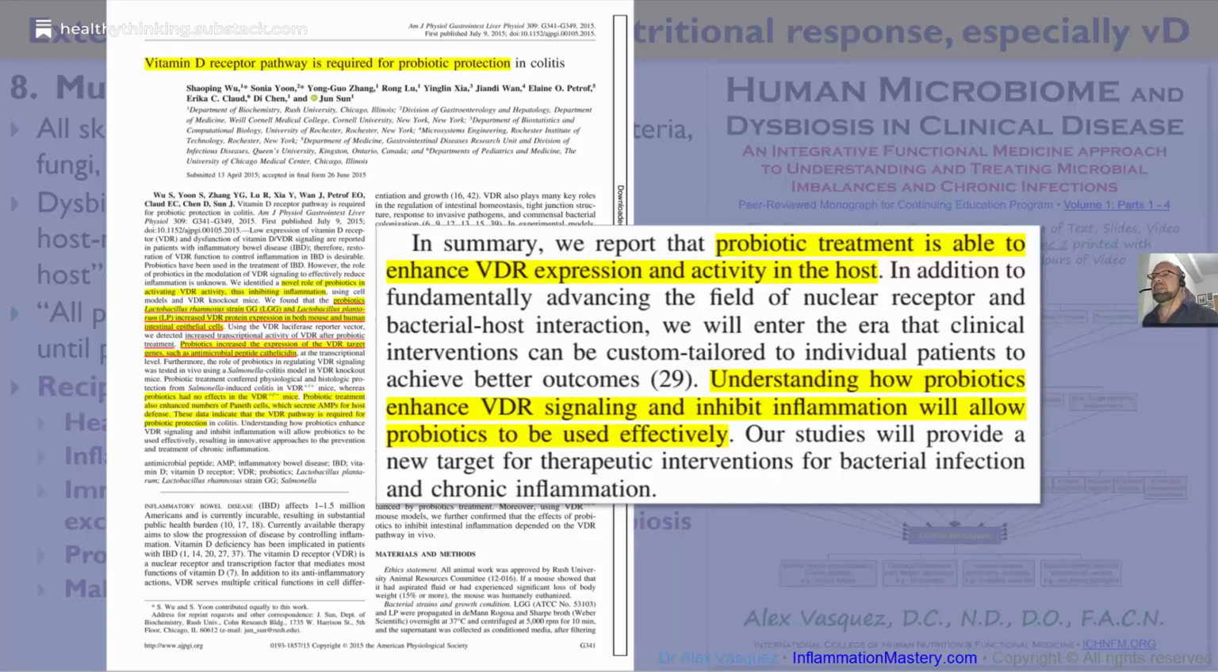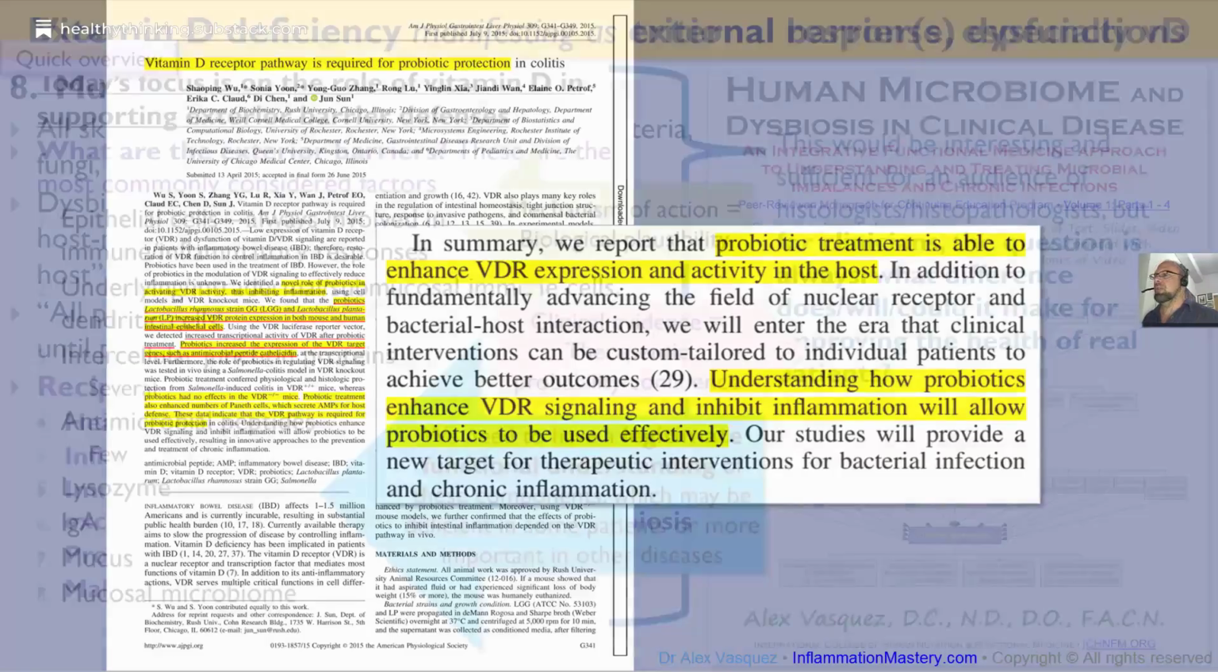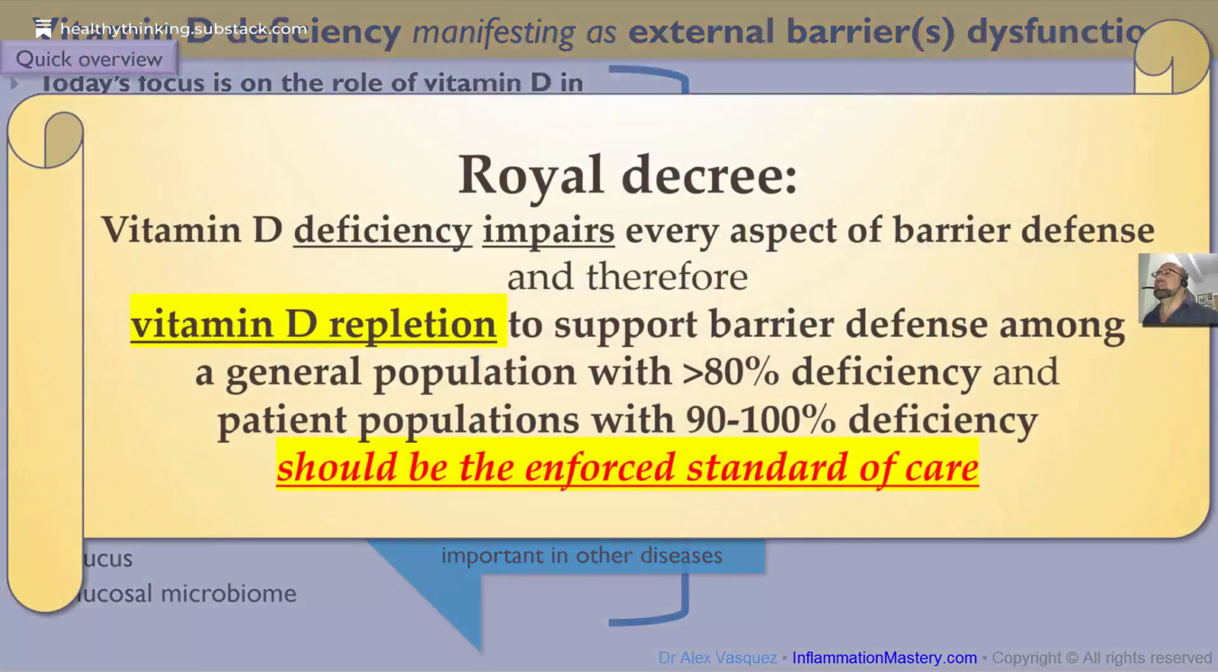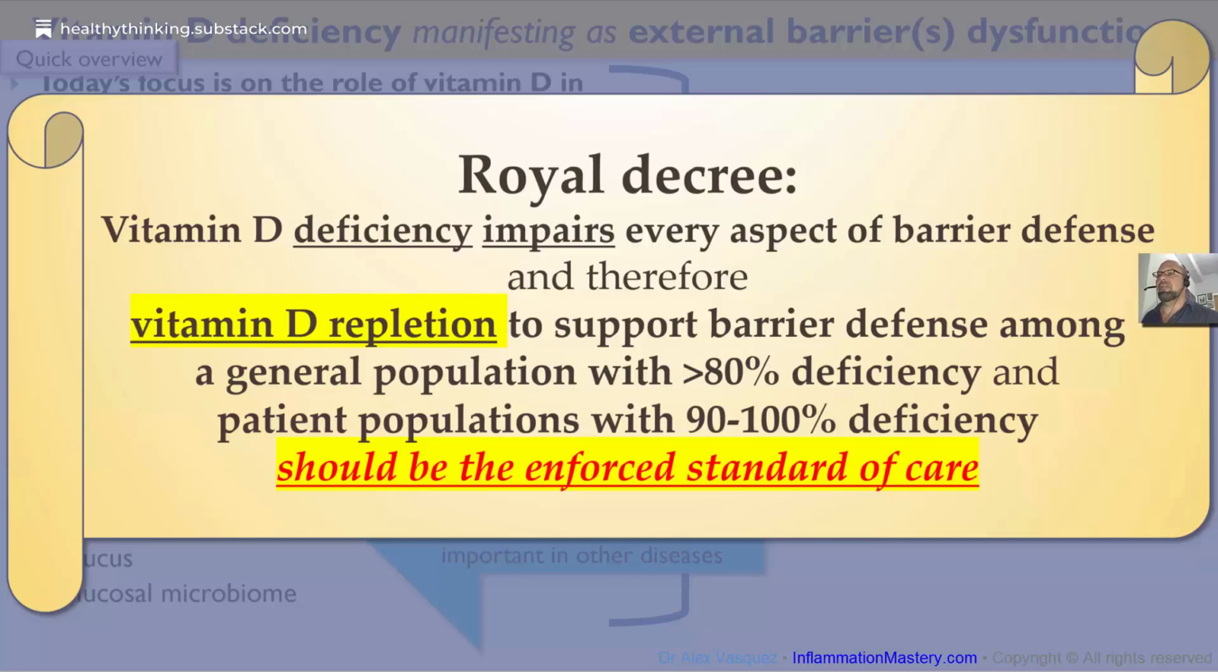And with that, we have now reached the end of today's presentation, focusing in on vitamin D deficiency manifesting as external barrier dysfunction, and the converse of that is that vitamin D repletion or supplementation should be used to support optimal function of these external barrier defenses.